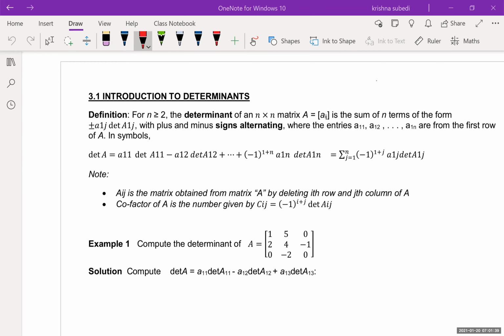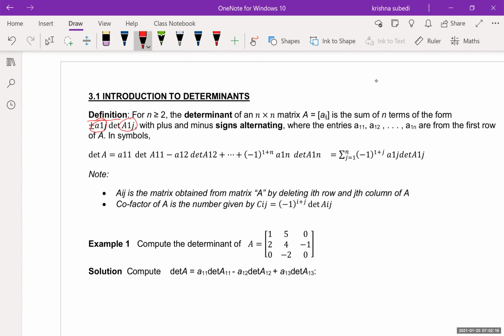Okay, so chapter 3, section 3.1, it's about introduction to determinant. So first of all, what is determinant? Here is the definition. For n greater than or equal to 2, the determinant of an n by n matrix A is the sum of n terms of the form plus or minus a_1j times the determinant of capital A_1j. We'll talk about what this small letter a_ij and capital letter A_ij represent.